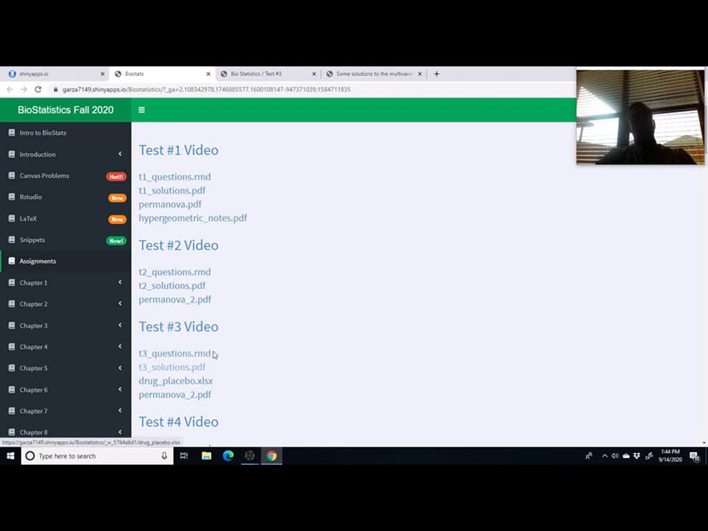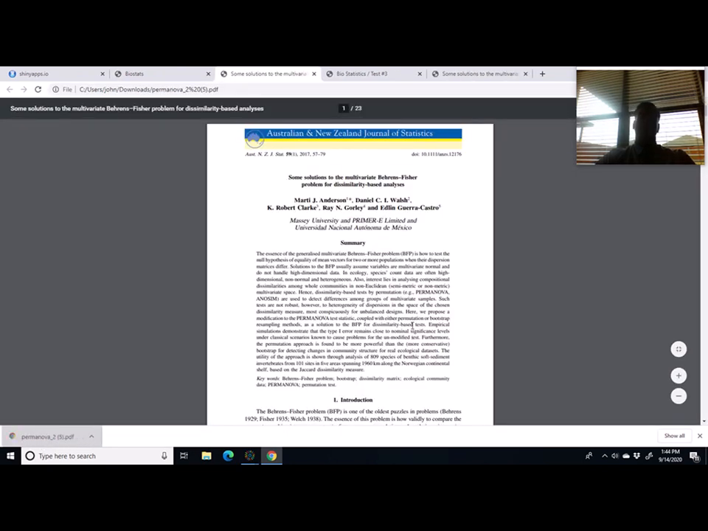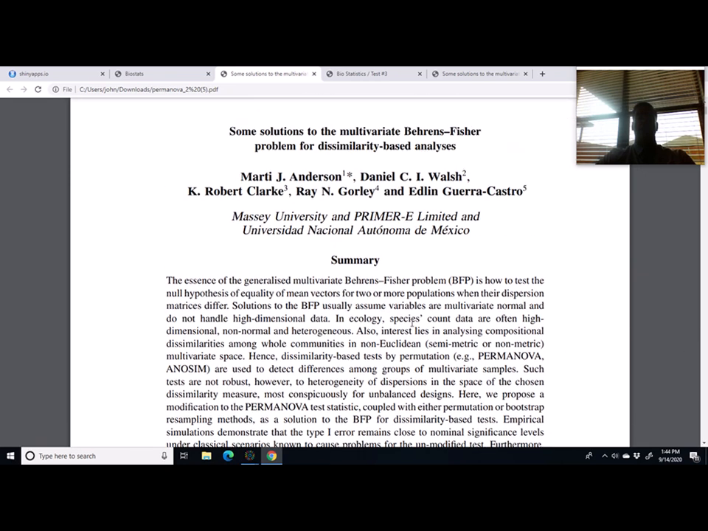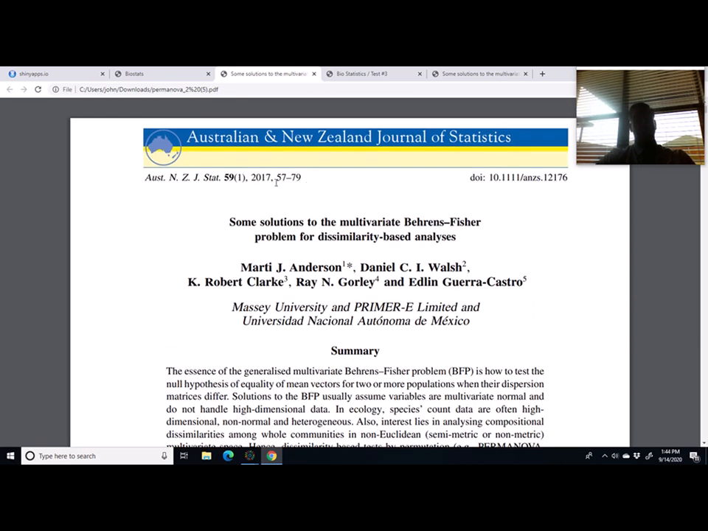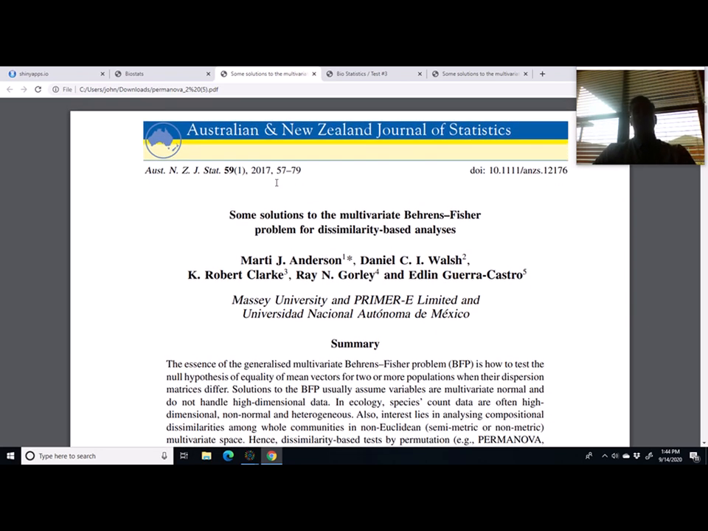You have 4 files here on test 3. There is the Permanova PDF, the drug placebo XLSX, the solution PDF, and the question RMD. We're going to start here with the Permanova PDF, and we can see this research article was published in 2017. And the name of this article is Some Solutions to the Multivariate Behrens-Fisher Problem for Dissimilarity-Based Analysis.